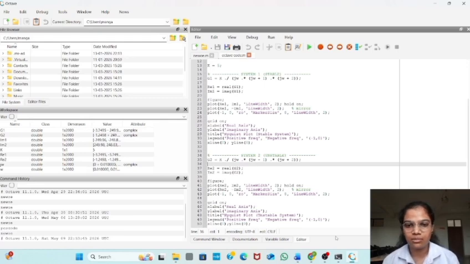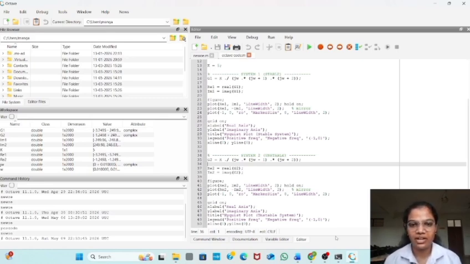Hold on. This command holds the current graph so that additional parts can be drawn on the same figure. Next is plot RE2, minus IM2, line width 2. This line plots the mirror image of the Nyquist curve, representing the negative frequency response.